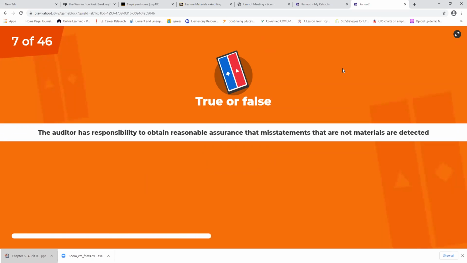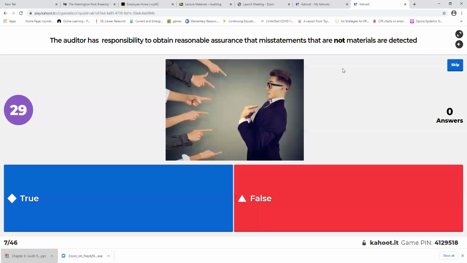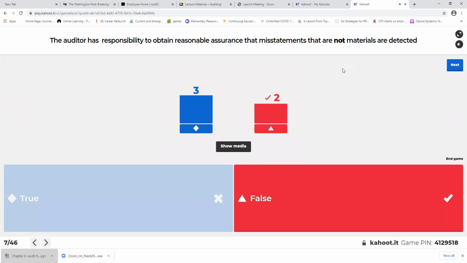The auditor has responsibility to obtain reasonable assurance that material misstatements are detected. Yeah, so this might have been a little bit tricky the way I worded this, but the auditor has responsibility for reasonable assurance that material things are detected, but we couldn't possibly detect everything. So if something's not material, it's not that we don't want to detect it, but we don't have a responsibility to detect it, right? So we want to focus in on the big picture.